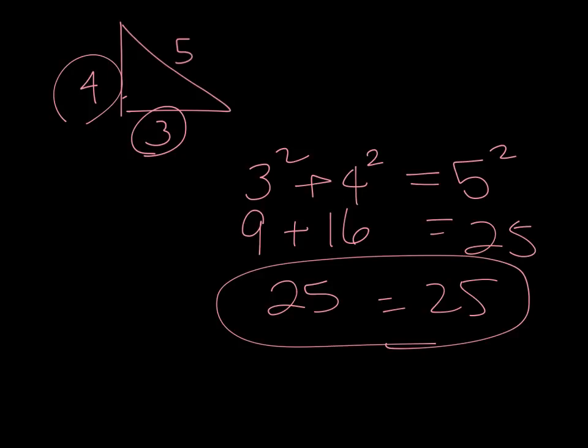So we're doing the opposite. We are checking to see if the Pythagorean theorem holds, and if a squared plus b squared does equal c squared, then we know it's a right triangle. Let me give you one other example.